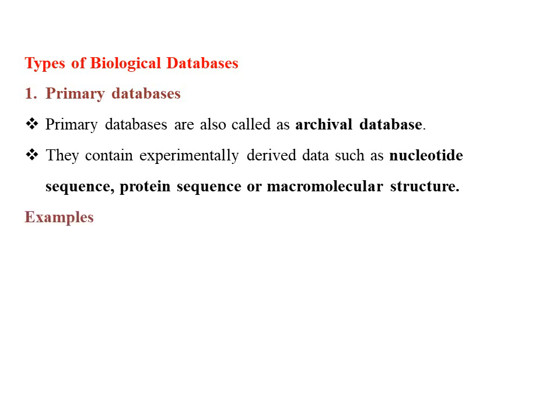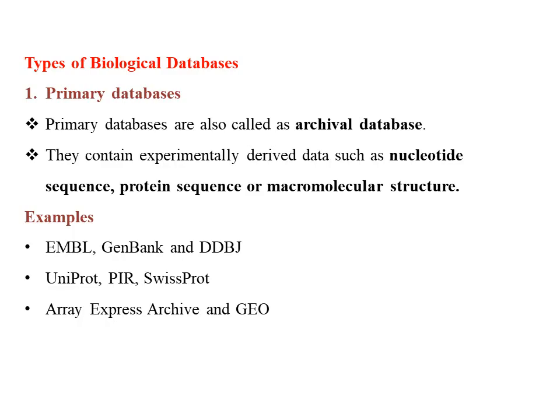For example, some of the primary databases are EMBL, GenBank, and DDBJ. They provide information regarding the nucleotide sequences. UniProt, PIR, and SwissProt provide information regarding proteins. ArrayExpress Archives as well as GEO are the functional genomic databases. And the Protein Data Bank provides the three-dimensional structure of macromolecules like proteins.